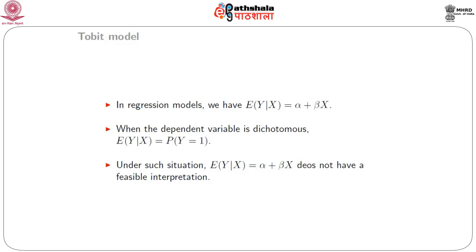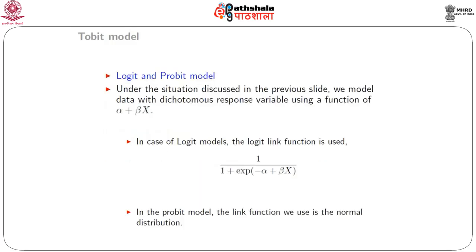So what we do in practice is we either use a logit model or a probit model, which uses the help of a link function so that we can maintain the range of data values on the right hand side as well as left hand side of the expectation of y given x in a regression setup. In case of logit model, we use the CDF of a logistic distribution, which is 1 over 1 plus exponential negative alpha plus beta xi.